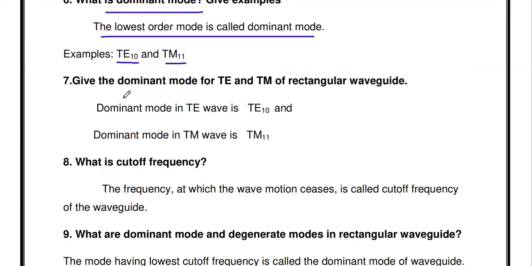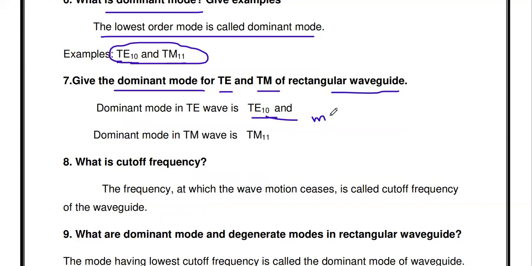And the next question you see: give the dominant mode for TE, TM of a rectangular waveguide. For a circular waveguide, the dominant mode is different. This TE10, TM11 is the dominant mode for a rectangular waveguide. In a TE wave, the dominant mode is TE10, where this 1 is the M value and this 0 is the N value. Similarly, the dominant mode in a TM wave is TM11. So TE10 is the dominant mode in TE wave, and TM11 is the dominant mode in TM mode.